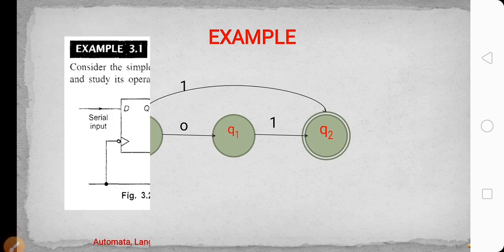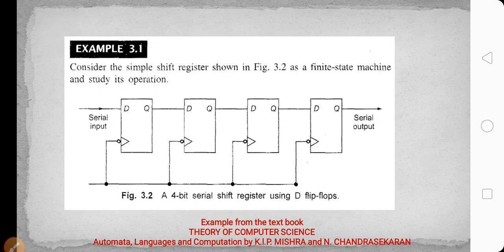So these are all the basic properties whenever you are representing any of the finite automata. So you can see one example for a finite state machine. This is an example from the Chandrasekharan book, Theory of Computer Science, Automata Languages and Computation. So from this book we took this example. This is a 4-bit serial shift register. So for this register we need to draw the finite state machine.